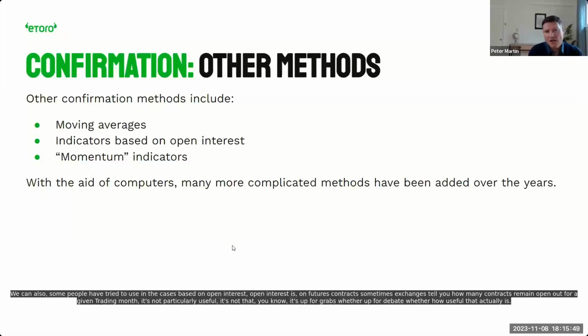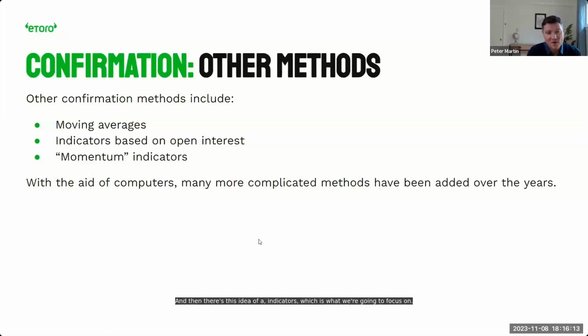Some people have also tried to use indicators based on open interest. Open interest is on futures contracts. Sometimes exchanges will tell you how many contracts remain open for a given trading month. It's up for debate how useful that actually is. And then there's this idea of momentum indicators, which is what we're going to focus on.